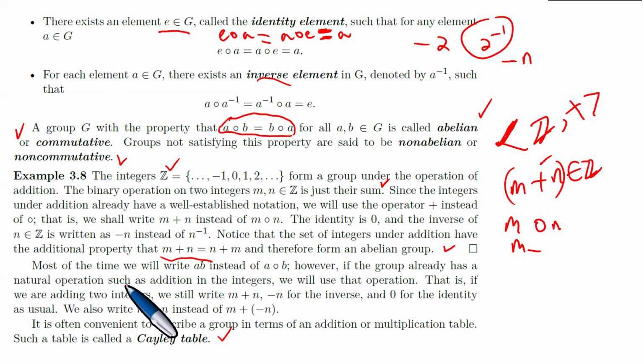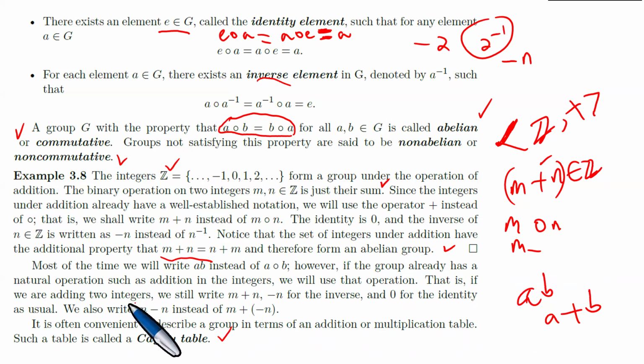Right, most of the time we'll write AB instead of the composition of A and B, because writing AB like this makes it understood that there's an operation there. However, if the group already has a natural operation, such as addition in the integers, we will use that operation. If we are sure what the operation is, then you can write A plus B. Otherwise, you can just write AB.